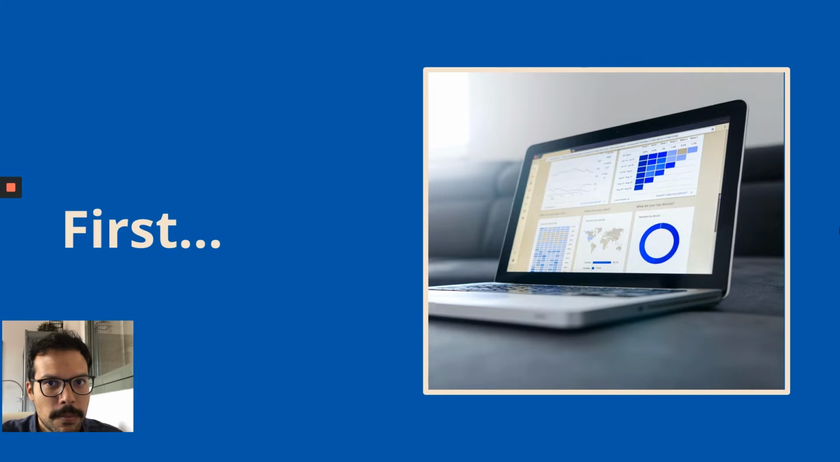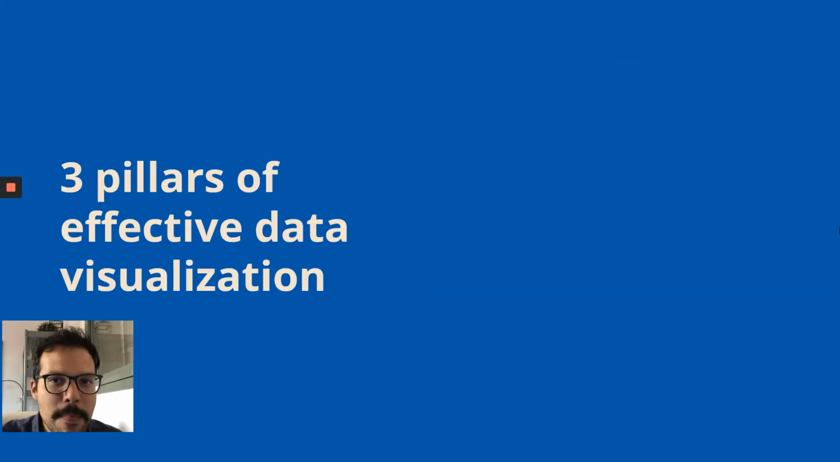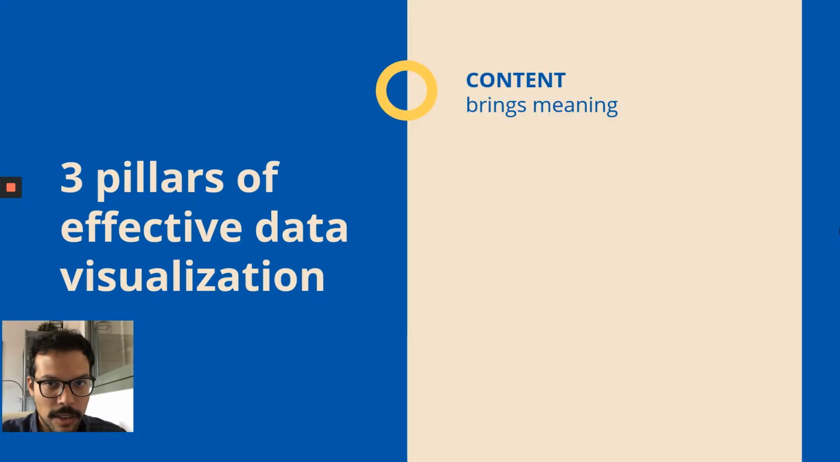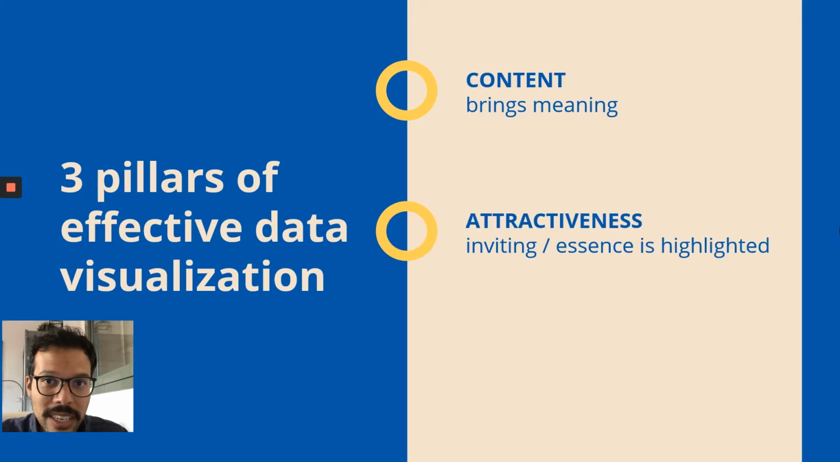But first, because today we're going to be talking about data visualization, let's go through the three main pillars of effective data visualization. The first is content, the data itself. That's what brings meaning to the graph. That's why you're creating the graph in the first place, right? Then comes attractiveness. You want to create something that's inviting, visually appealing, so people would actually want to understand what's going on there. You want to highlight the essence of your message.